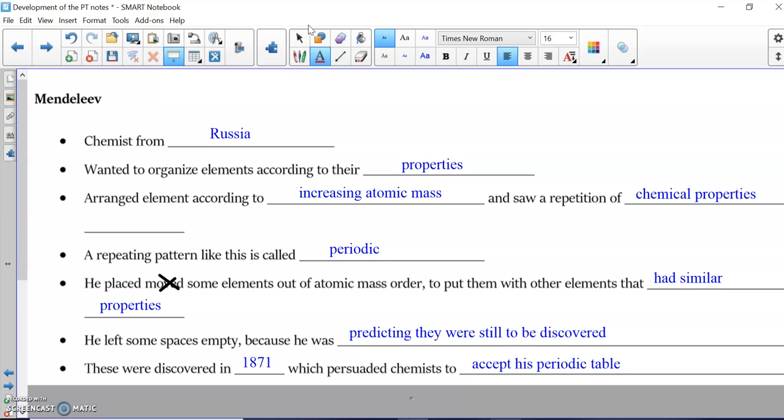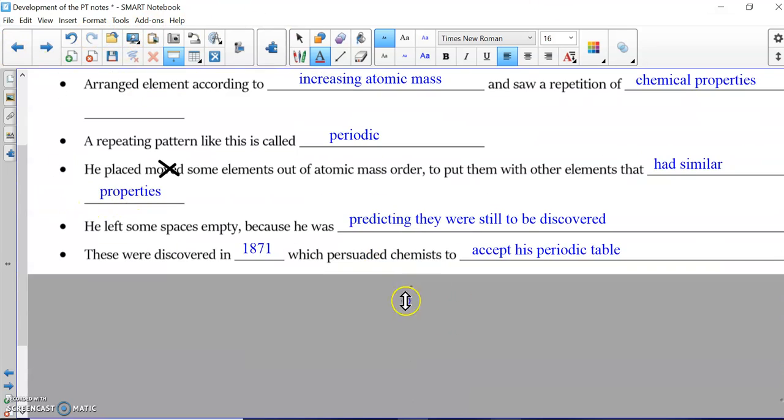There was another guy who had a very similar table at the same time in Germany, but we don't talk about him much or his table because he didn't do this prediction piece. He didn't leave the gaps. So he didn't have the genius that Mendeleev had.